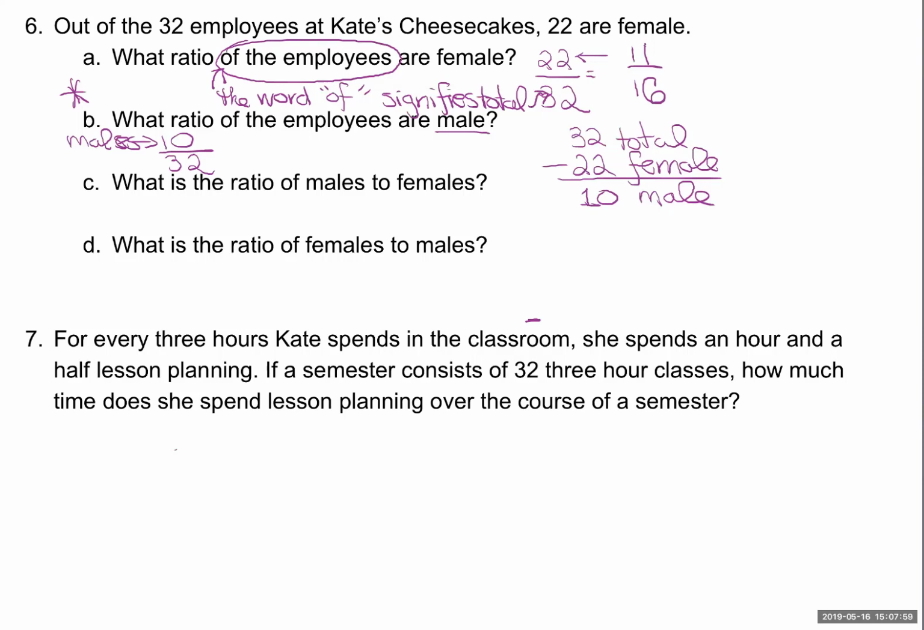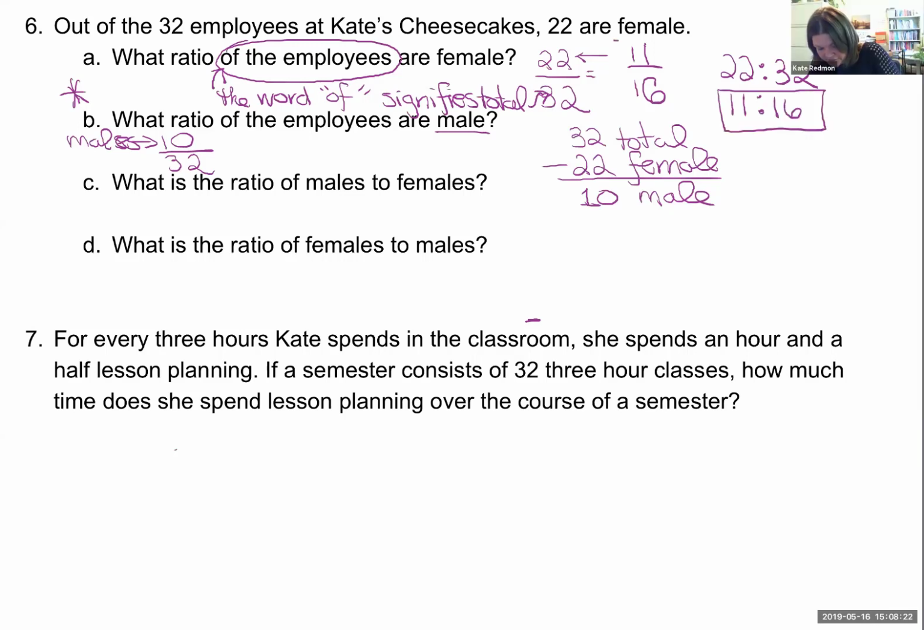But what if you wrote it as 22 to 32? Would you still have to reduce it? Yes, I would still have to reduce it. And then I would either have to know to type it into my calculator as a fraction, or I would have to know how to reduce by hand. But it would still be 11 to 16 as my final answer. So this is an acceptable final answer, and so is that. Is that cool? That was a really good question.